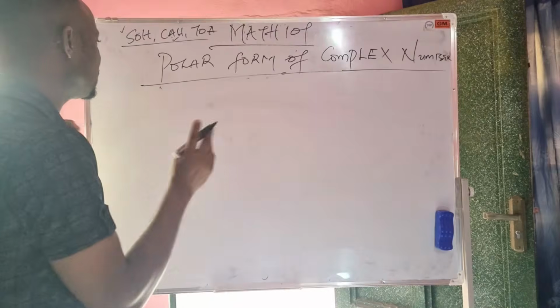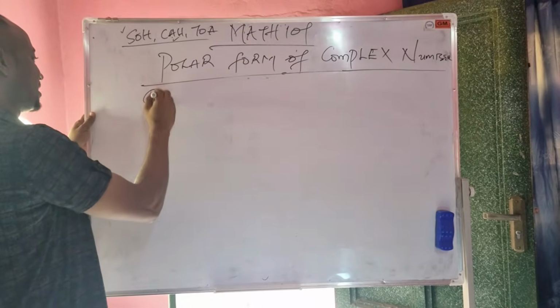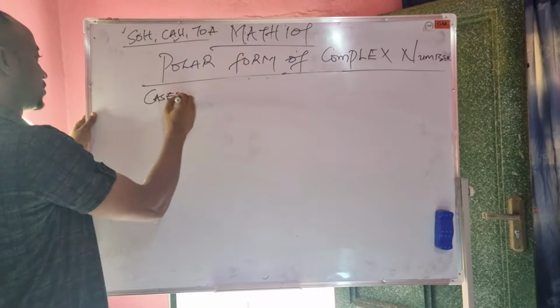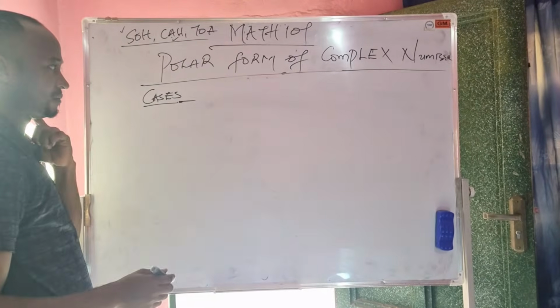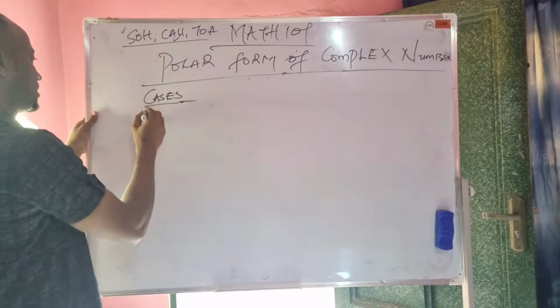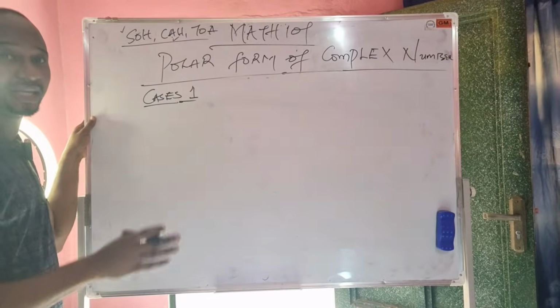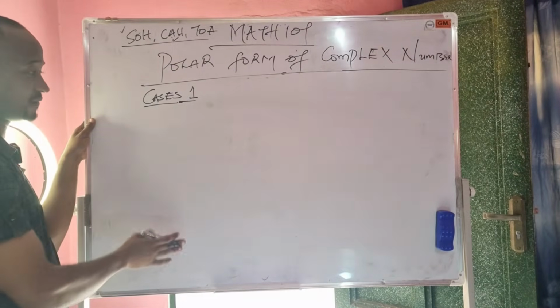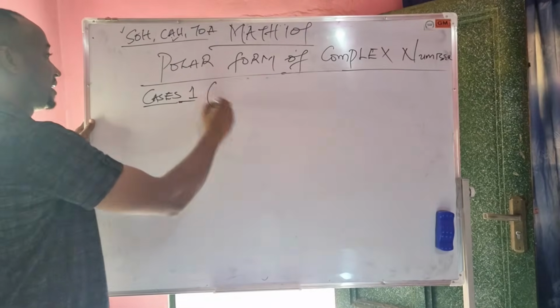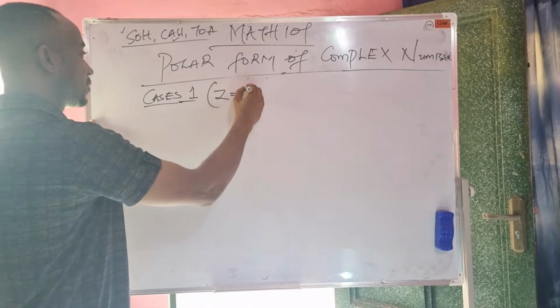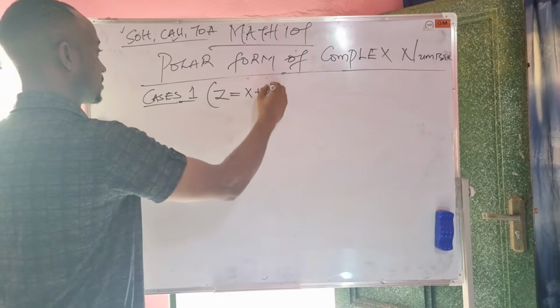Now listen. We have several cases I want us to look at under polar form. The first case is, let's look at case 1. I'll be explaining and cleaning at the same time because the board is not wide enough. The first case is where z is equal to x plus yi.